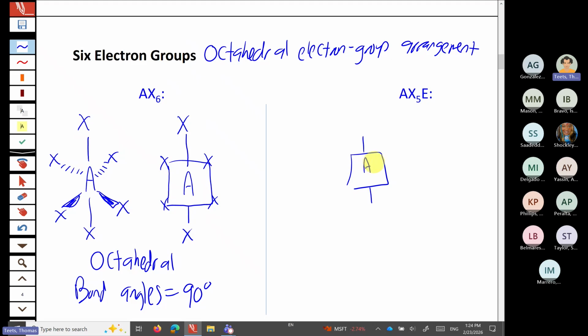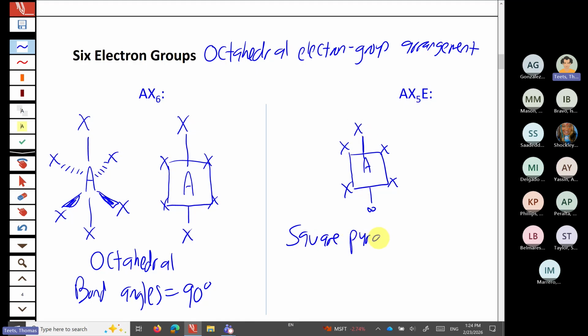It doesn't matter which one you choose, but to visualize the geometry most clearly, I like to put it on the bottom. That leaves the rest of those as X's, and then hopefully it makes it clear why we call it what we do, which is square pyramidal. So there's still a square base, but then this time only one atom above.